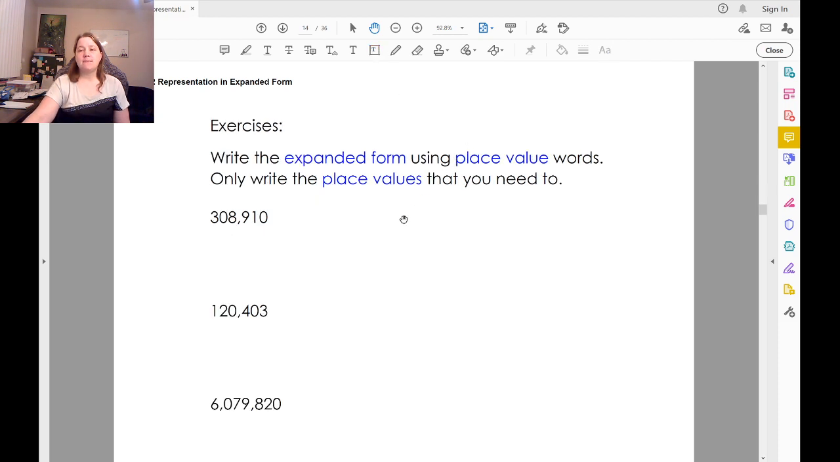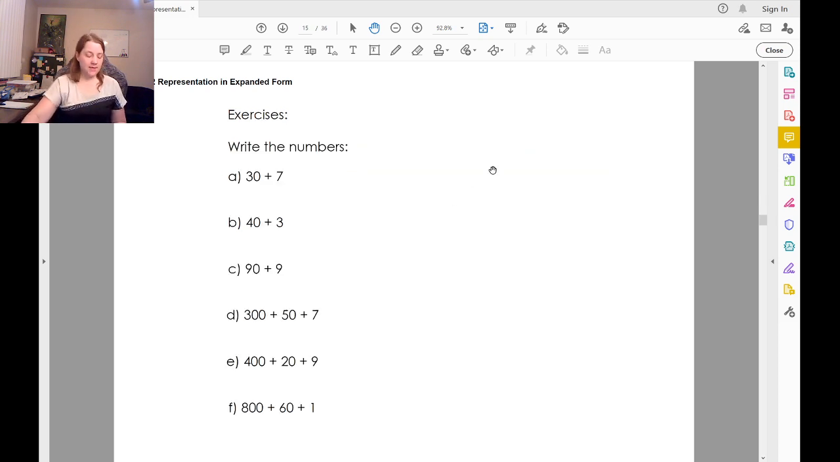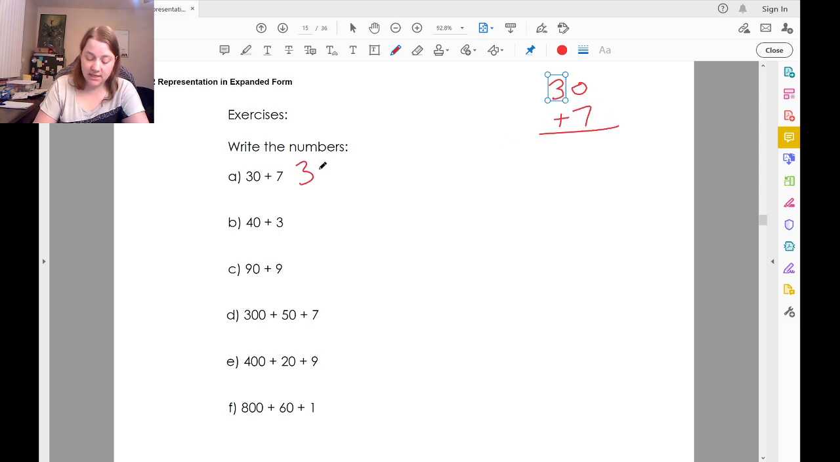They want you to do the same thing here. If you want to give that a shot on your own, you are welcome to. Ooh, now we get to combine the expanded form. Let's go ahead and take a look. 30 plus 7. All we're doing is adding here. We could line it up and we could say, what's 30 plus 7? And you could see that it's 37. Or you could know that these are all expanded form and we're just putting them back into standard form. 40 plus 3, 43. 90 plus 9, 99.